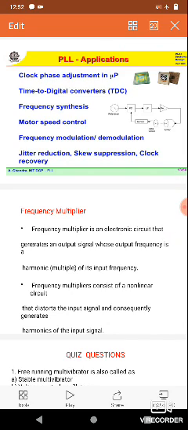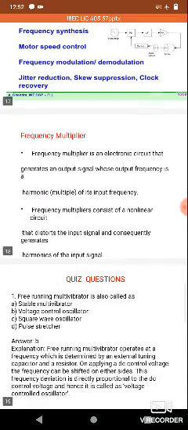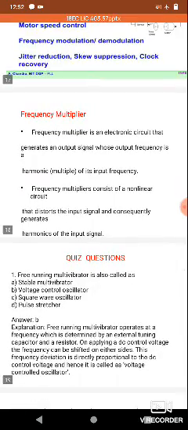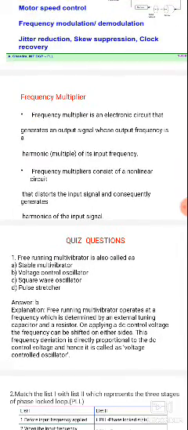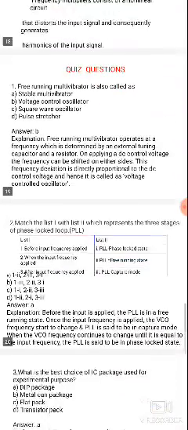A frequency multiplier is an electronic circuit whose output frequency is the nth multiple of the incoming signal, that is, the output frequency is a multiple or harmonic of the incoming signal frequency. A frequency multiplier is a non-linear device. Non-linearity means the output doesn't follow the input signal, so the harmonics in a frequency multiplier depend on the harmonics of the incoming signal.